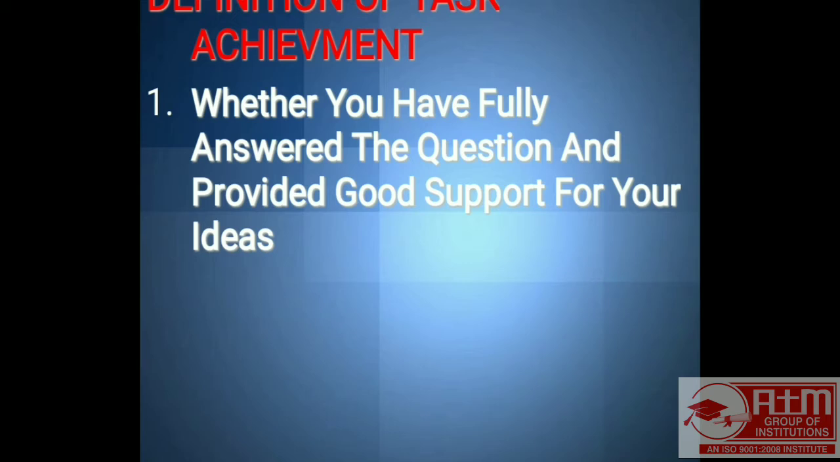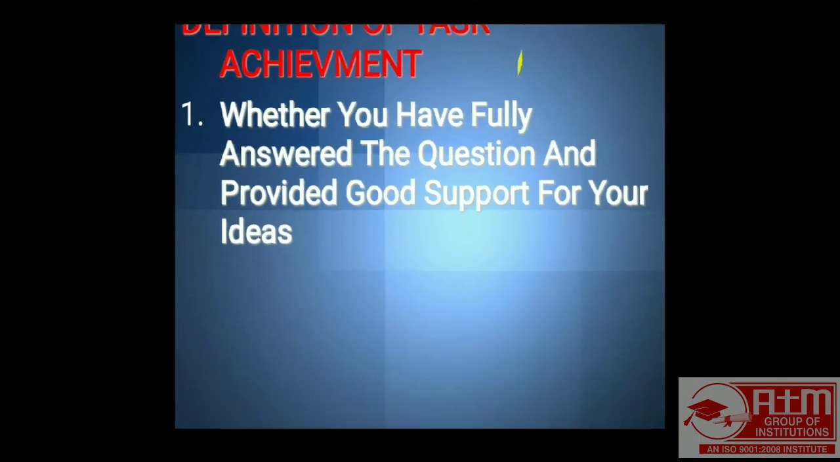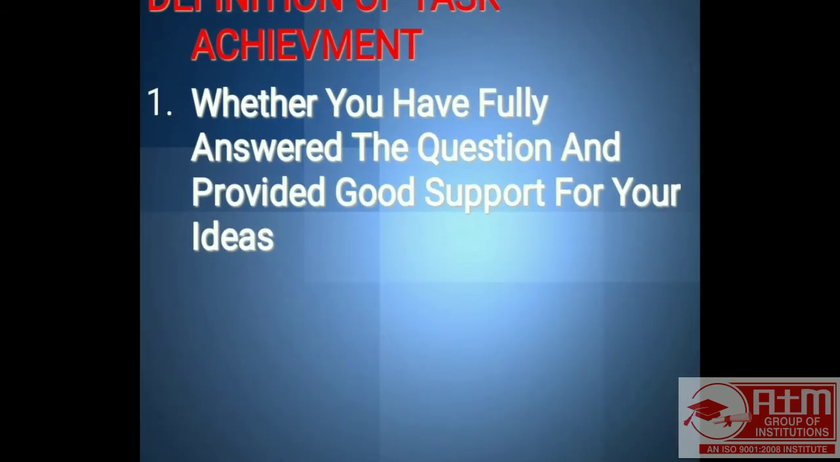Now, let me share with you what task achievement is. Task achievement means whether you have fully answered the question and provided good support for your ideas. Let me repeat it. What is task achievement? What is the examiner expecting about task achievement? Whether you have fully answered the question and provided good support for your ideas.